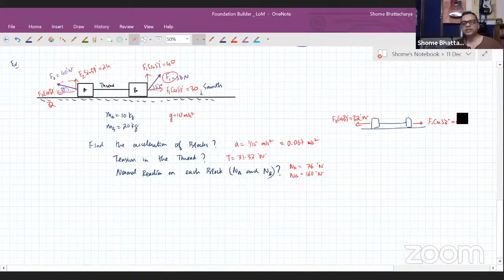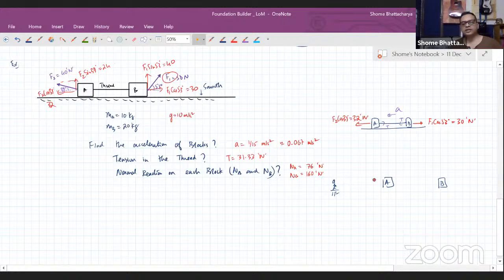So which one is dominating? The left hand side one is dominating. It is only 30 newtons. So that is why the system will have an acceleration towards the left. Okay, so now you make each block's free body diagram properly. So A's free body diagram, and all this is in the inertial frame, the ground frame.